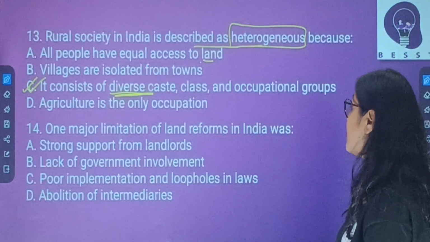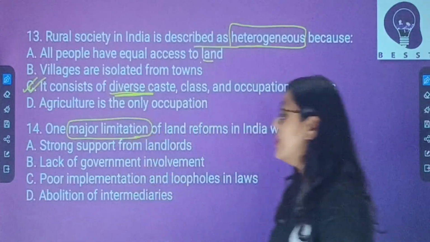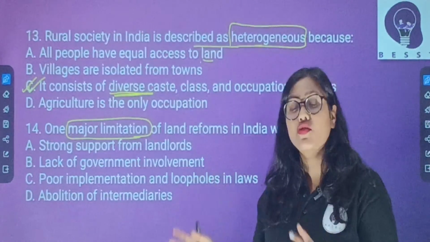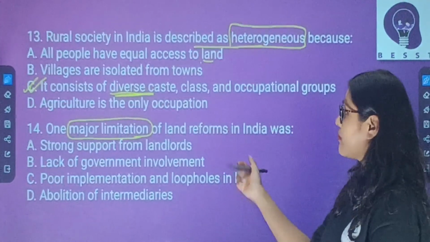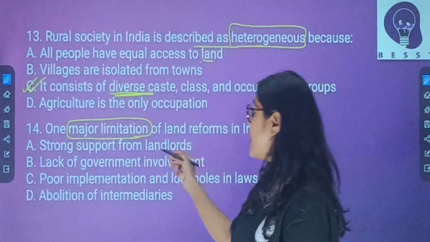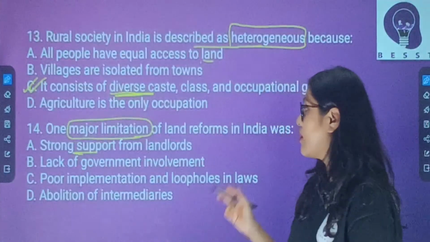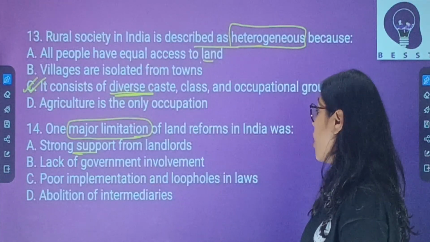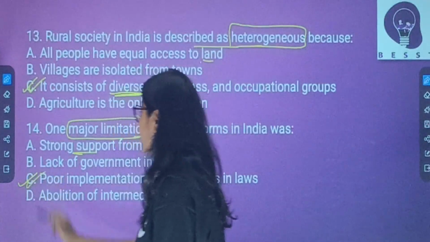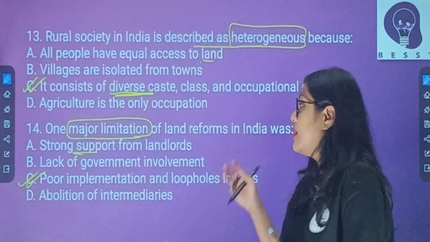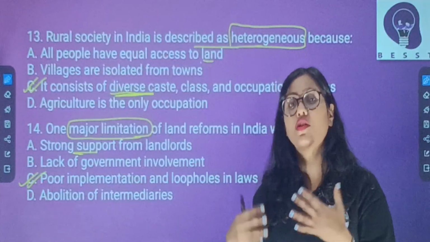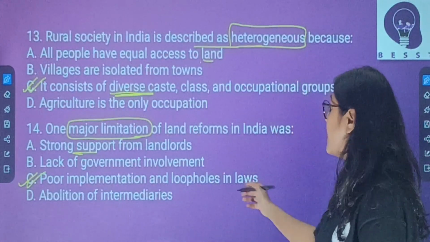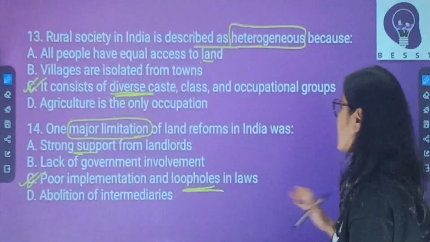Now, question number 14. One major limitation of land reforms in India was... what was the major limitation of our land reform policies? Limitation means negative, okay? Limitation or control means negative. So what was one major limitation? Strong support from landlords, that is a positive thing, right? So it will not be the correct answer. Always remember, limitation means negative. Lack of government involvement, poor implementation and loopholes in laws, or abolition of intermediaries. So it will be poor implementation and loopholes in laws. We have seen that in our land reform policies, there were major loopholes. I have explained this in the previous class when I was explaining the whole chapter. Please go through it. There I have explained these loopholes very nicely. You can go and check it out.